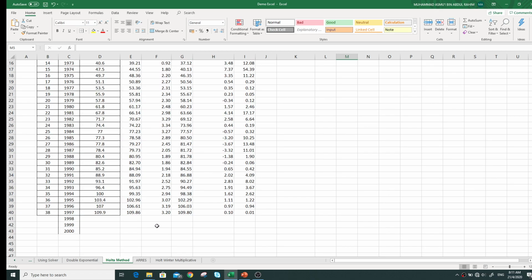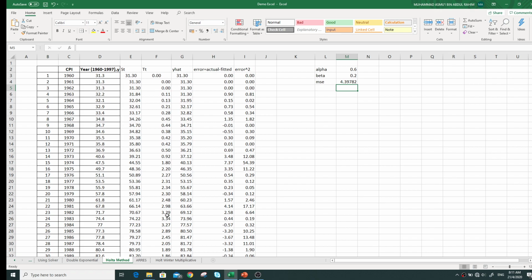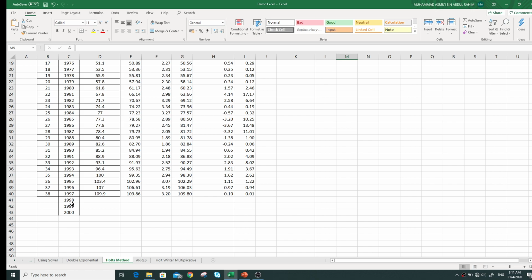So now this is how we fit our model by using Holt's method. Suppose that you want to forecast one step ahead, 1 year ahead. So this is our forecast. The idea of forecasting is that we do not have the actual value yet. Let's imagine that we do not have the 1998, 1999 and 2000 actual values yet. So you want to forecast: this is m equals 1, this is m equals 2, and this is m equals 3.